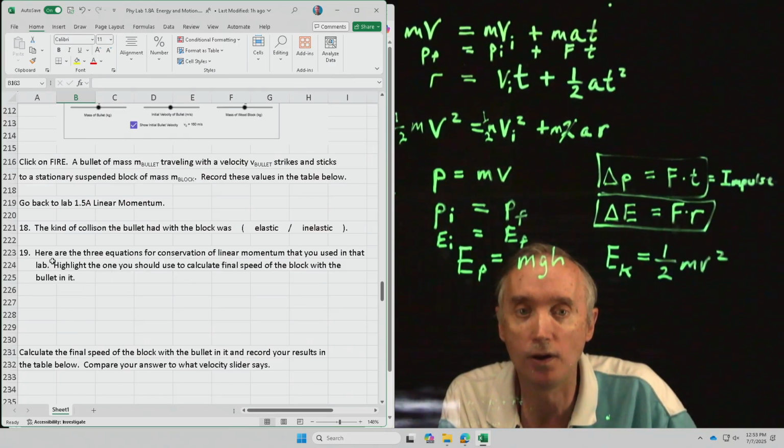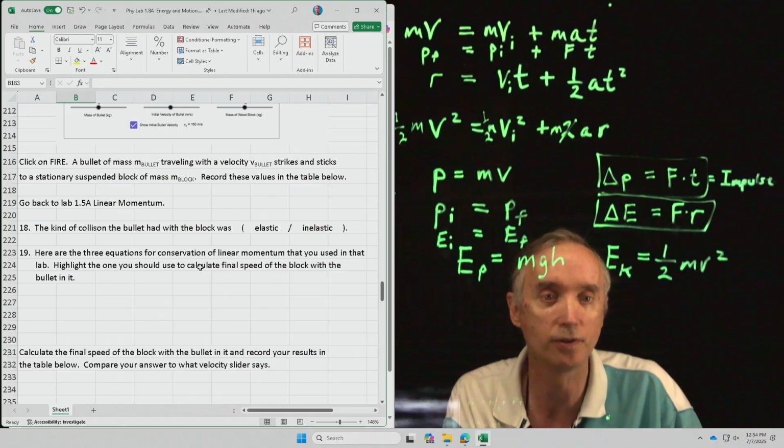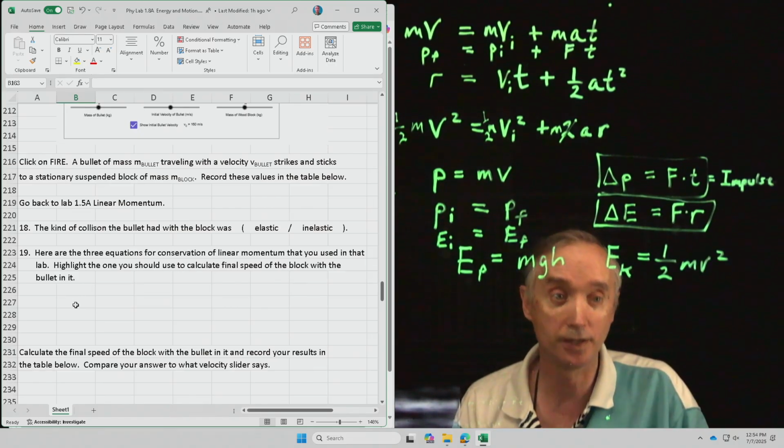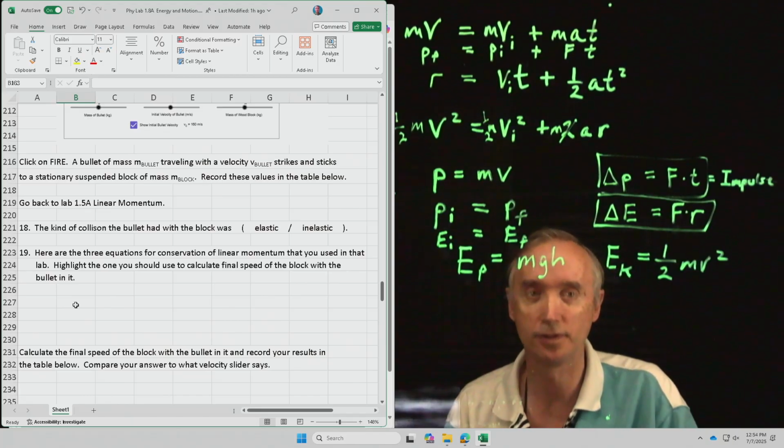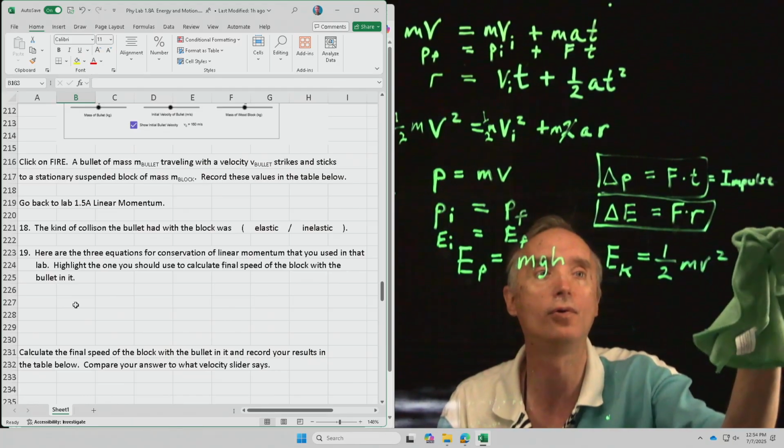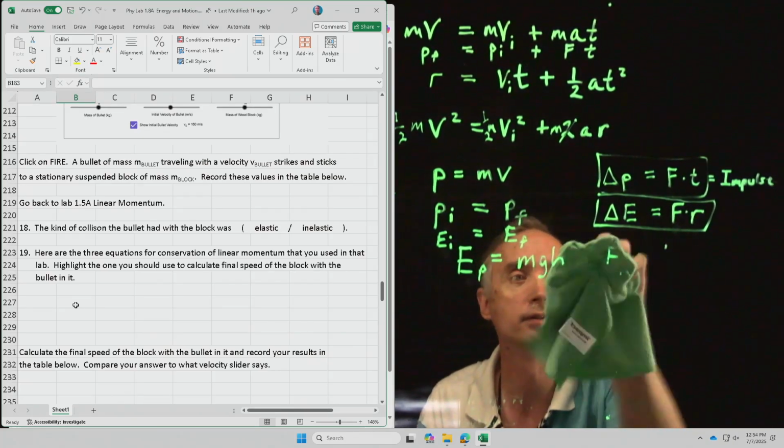Okay, here are the three equations for conservation of linear momentum. Oops, I forgot to put them in there. Okay, you want to do them? All right, so I think we can erase a whole bunch of this stuff now.